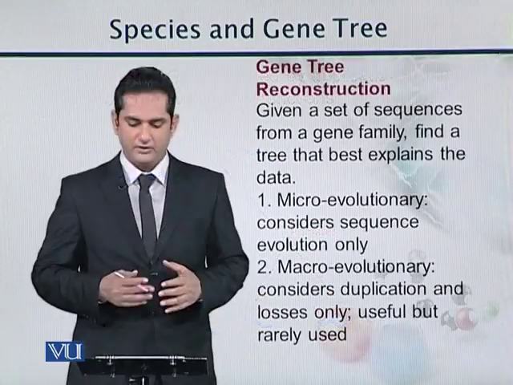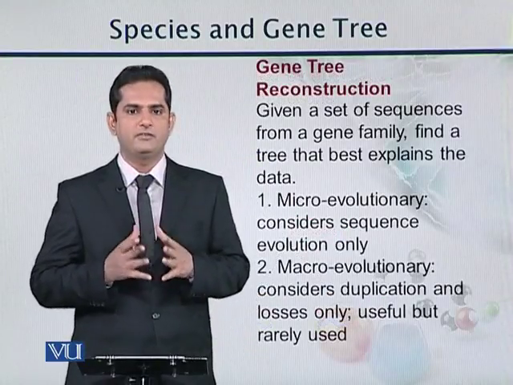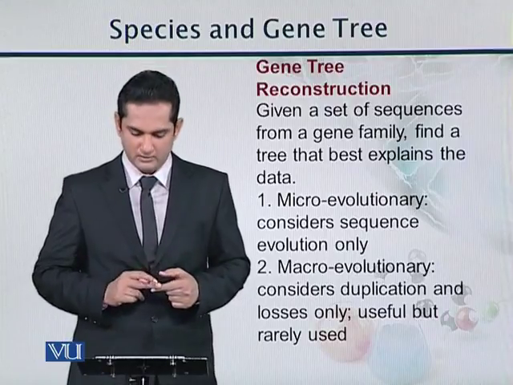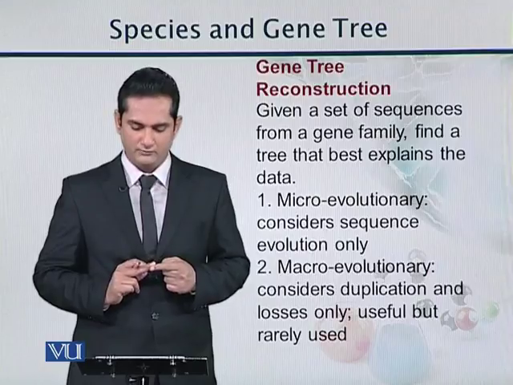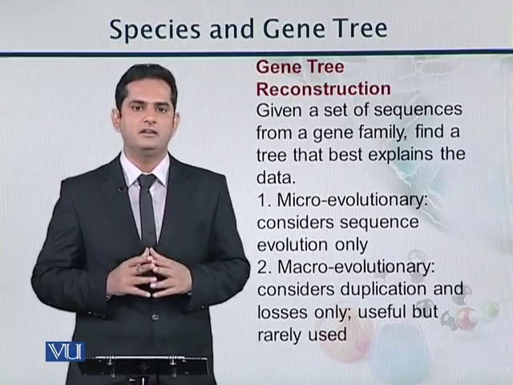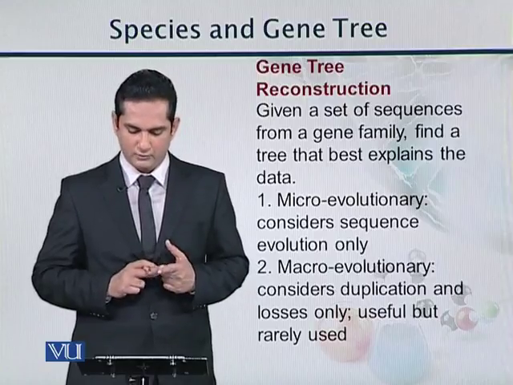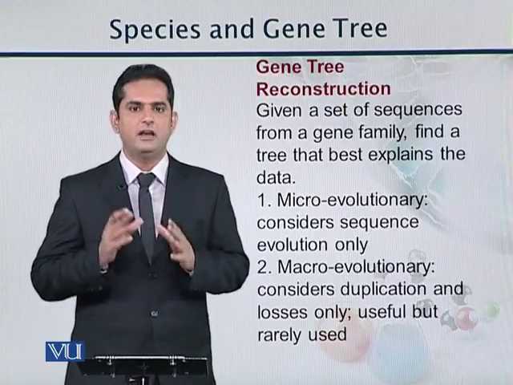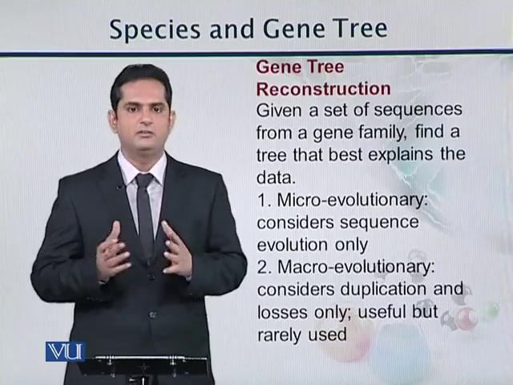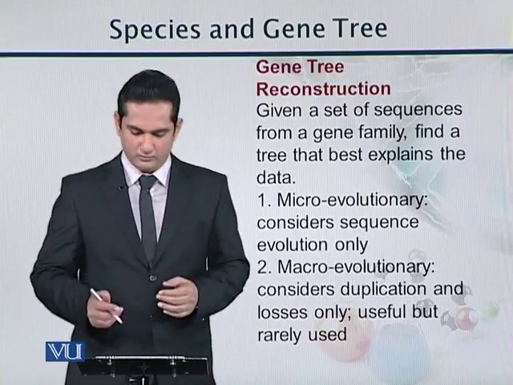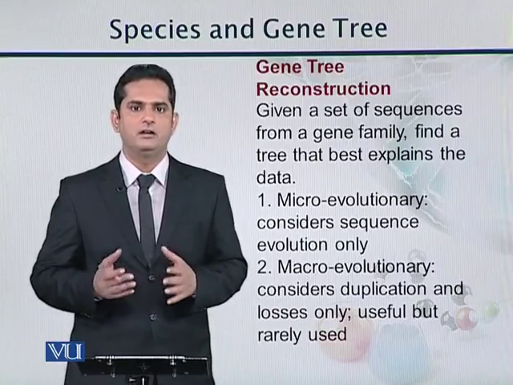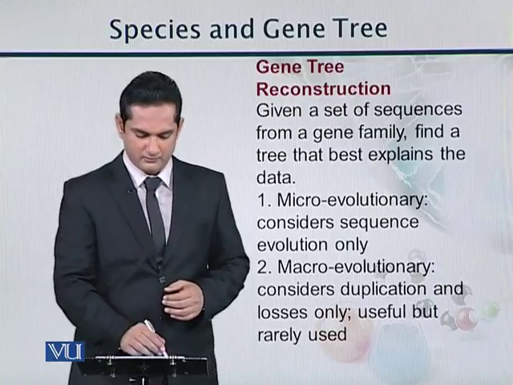Okay, so what is gene tree reconstruction? Now we have sequences of genes and we want to construct a tree out of that. We have two choices. Number one choice is microevolutionary information, which considers only sequence information, and the other one is macroevolutionary information, which considers evolutionary plus loss and gain information also, which is duplication event. Although the first one is used most of the time as compared to the second one.